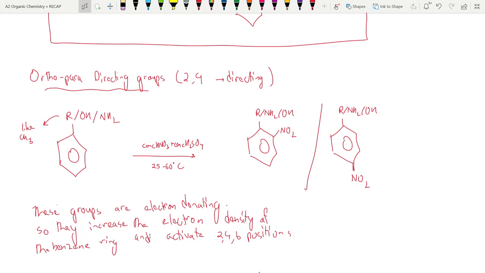Okay, remember that. So for example, you were given the data booklet beforehand, right? Now you won't be given the booklet anymore. So you need to memorize 6 groups, okay? All alkyl groups, OH, phenol, aniline, NH2, these are ortho-para groups.